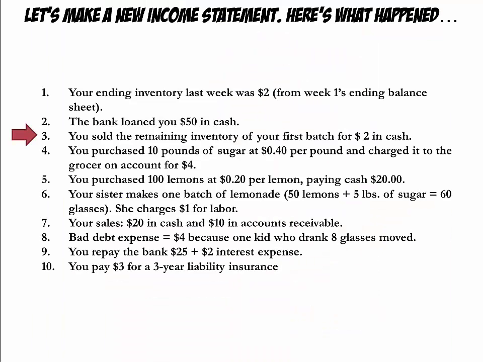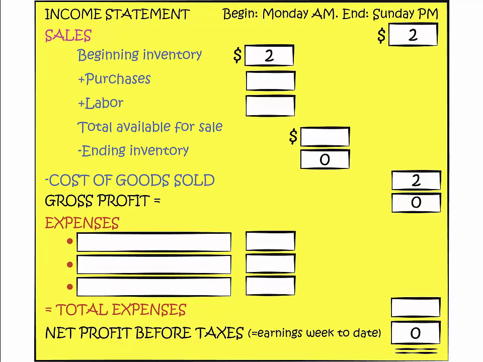The next item is the sale of your old inventory for $2. It also cost you $2 to make that inventory. We will put $2 in sales to reflect selling the $2 in lemonade. As of now, your gross profit for Week 2 is 0, because you sold the inventory at a price that only allowed you to cover the cost of goods sold.